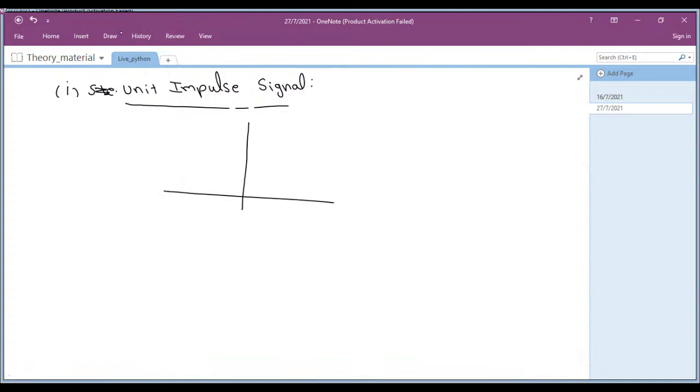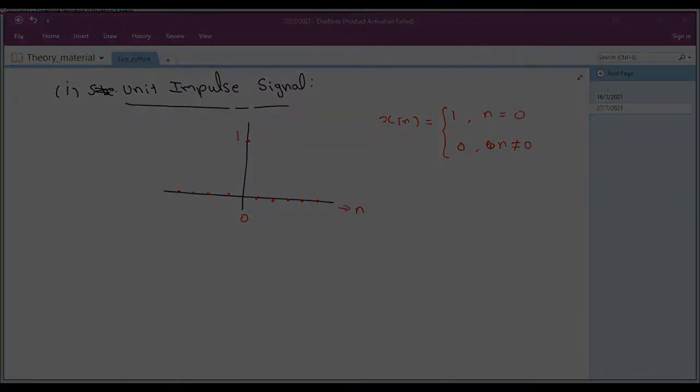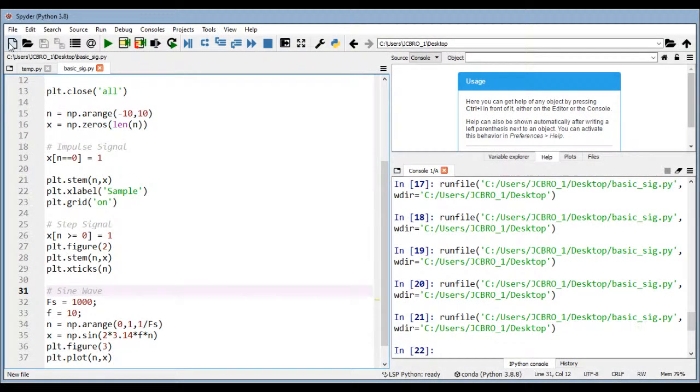From the time domain perspective, because we are dealing with discrete, it will become the sample number. So at sample number 0, the value is 1, and at all other samples, the value is 0. Mathematically, you can describe it like x of n is equal to 1 for n equal to 0, and 0 when n is not equal to 0. So this is a unit impulse signal. First of all, we will generate this. We'll go to Spyder and write a program for it.